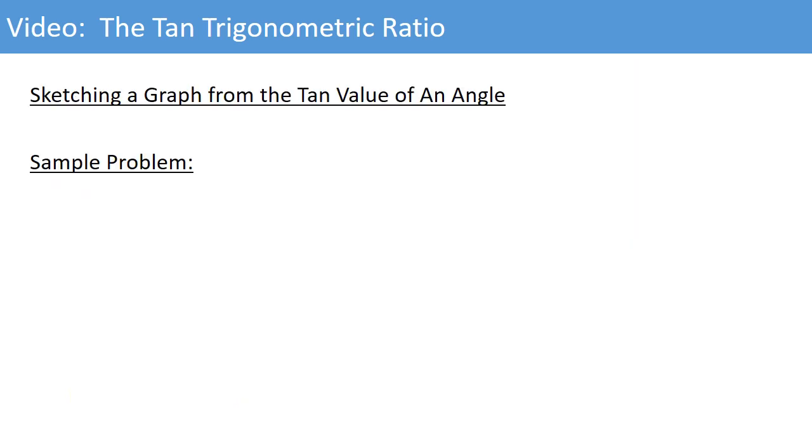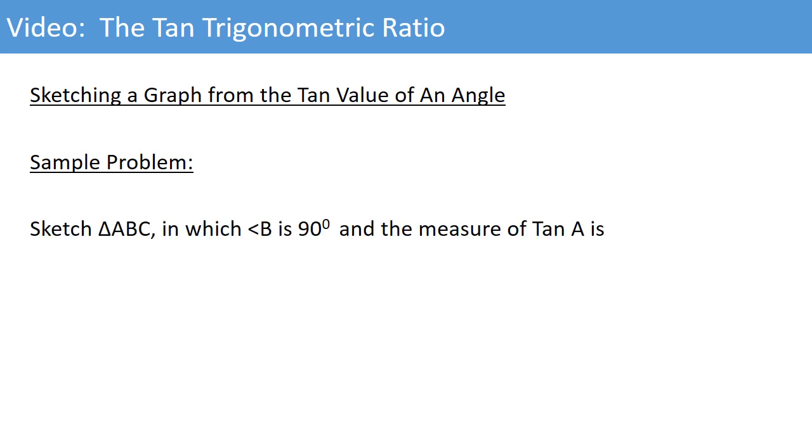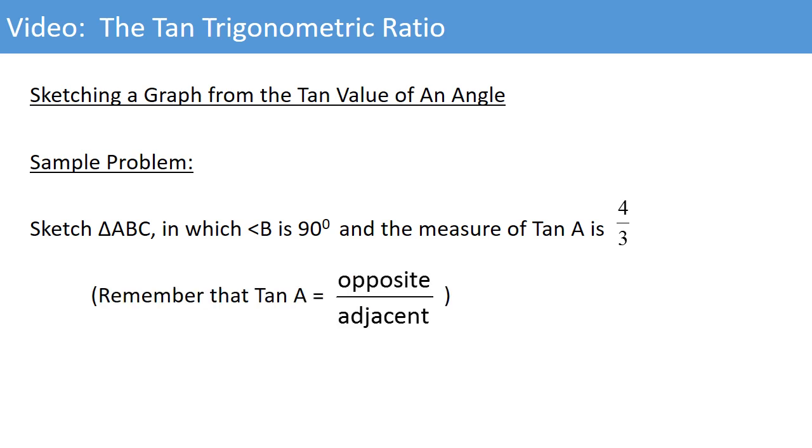Now, sketching a graph given the tan value of an angle as a fraction. Here's an example for us to work with. Sketch triangle ABC in which angle B is 90 degrees and the measure of tan A is 4/3. Remember that tan A is equal to opposite over adjacent. This will help us in the question.